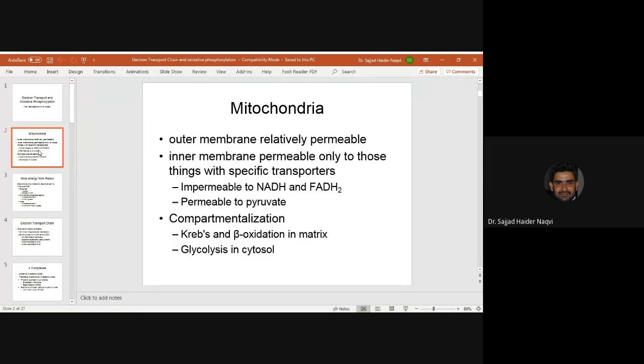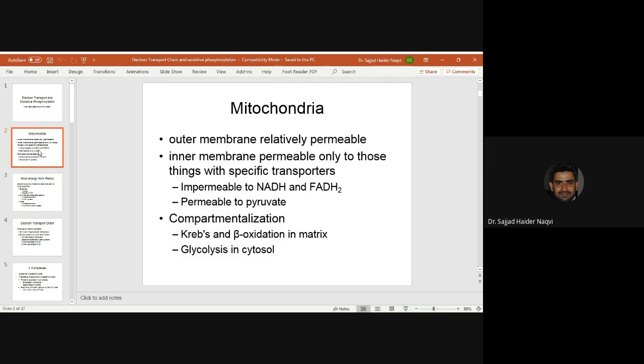So, in order to go through this process in detail, it is important for us to know a little bit about mitochondria. Now, mitochondria is a membrane-bound organelle, and it has two layers: one outer membrane, which is relatively permeable to most of the stuff, and then an inner membrane, which permits only very specific transport molecules. So there are two membranes of the mitochondria, the outer membrane, which is relatively permeable, and the inner membrane, which is selectively permeable.